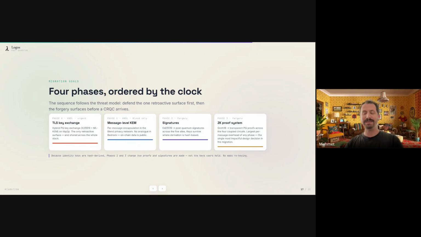And this one is somehow the, how can I say, most hard part, because the proof sizes are really big for post-quantum secure proof systems. And in this case, we will try to do some optimization or maybe an aggregation solution for that one. And after that phase is finished, we can say that the Logos blockchain is fully post-quantum secure. And these are the phases for us.